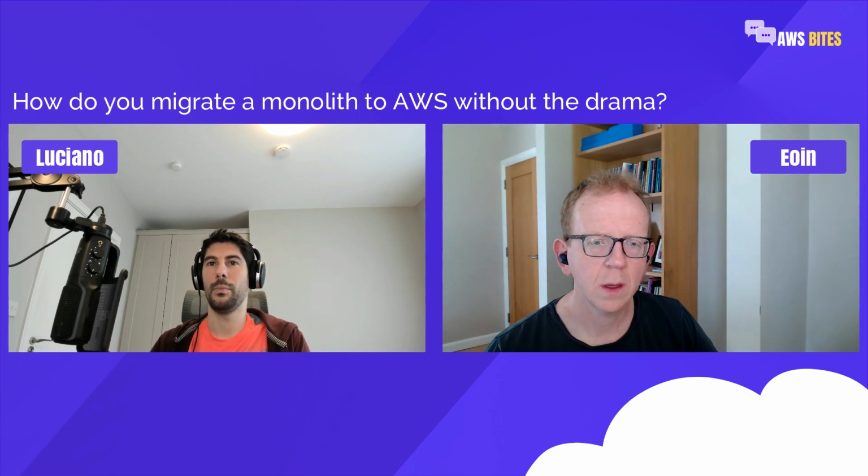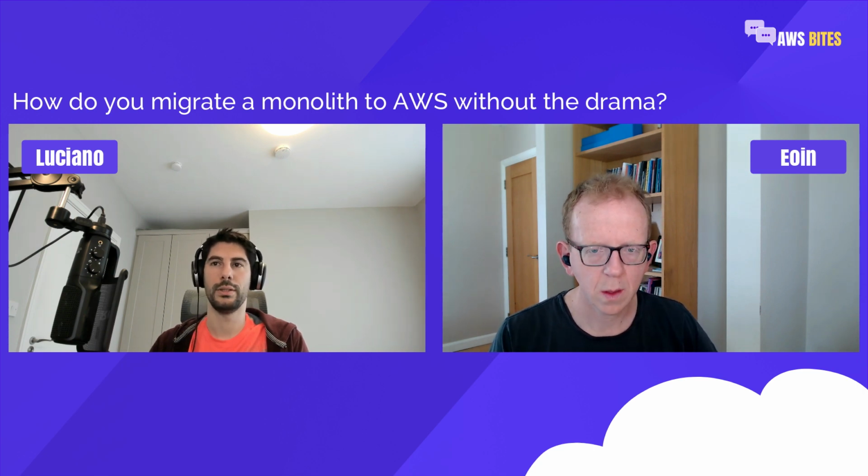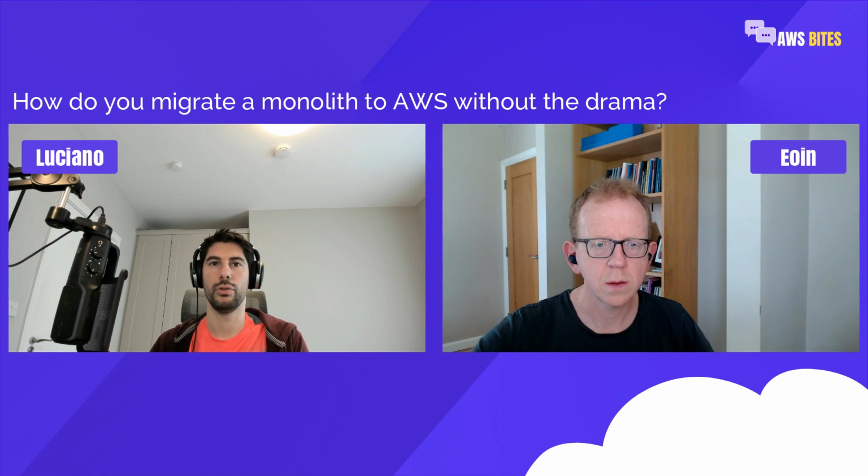minimal drama. We will discuss how a typical on-premise 3-tier web application can be migrated to AWS and made scalable and resilient. We will discuss some of the steps that you can take to make that happen. And finally, we will present some of the new challenges, but also opportunities that come once you shift an application to the cloud. My name is Luciano, and today I'm joined by Owen, and this is AWS Bytes podcast.